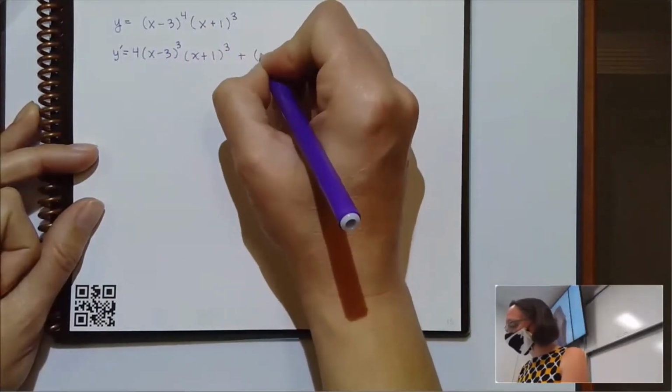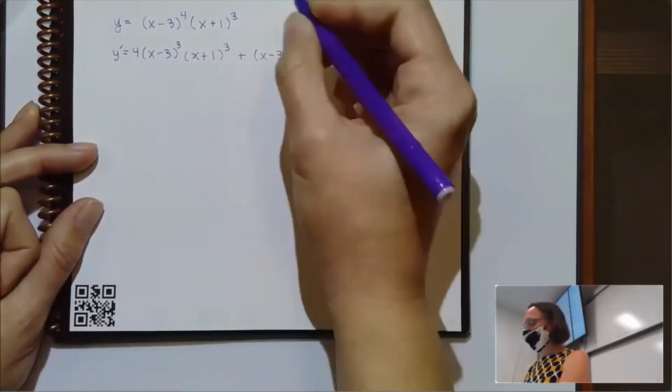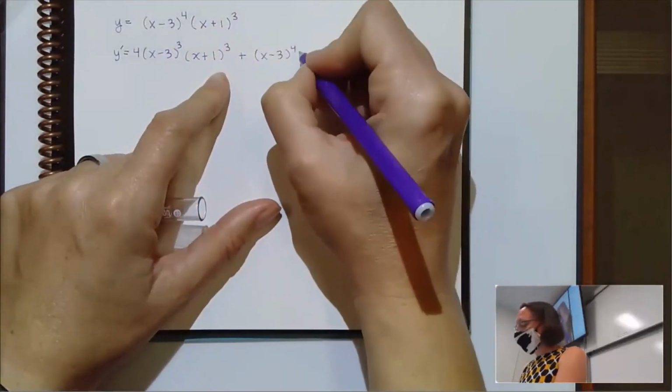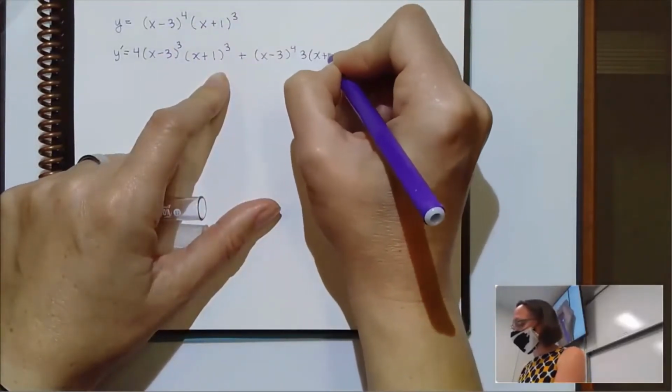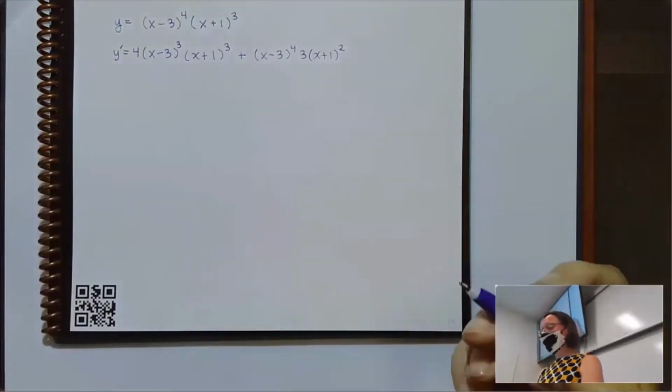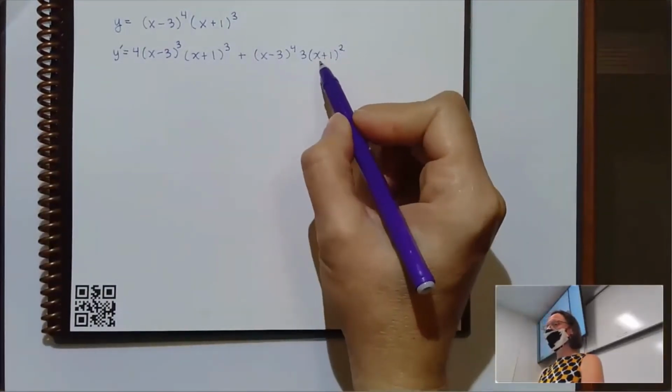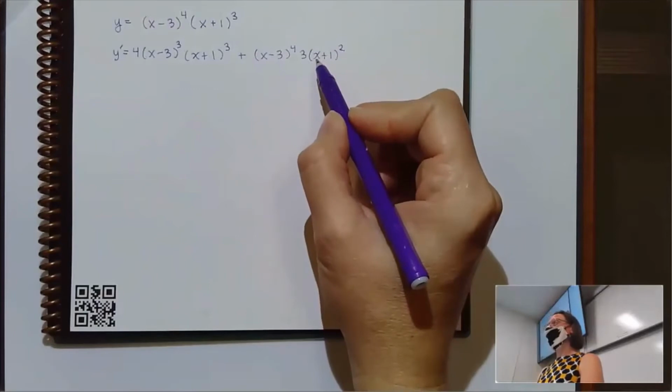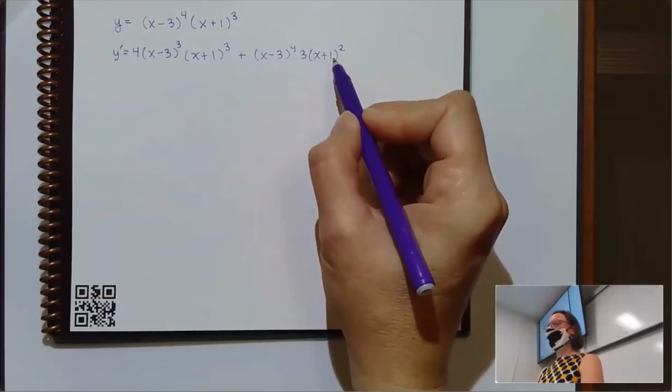Now I leave the first piece alone. Take the derivative of the second piece. So I've got a 3 and the (x plus 1) squared. Same thing happens. I should multiply by the derivative of the inside, but the derivative of x is 1 and the derivative of 1 is 0. So I quit.